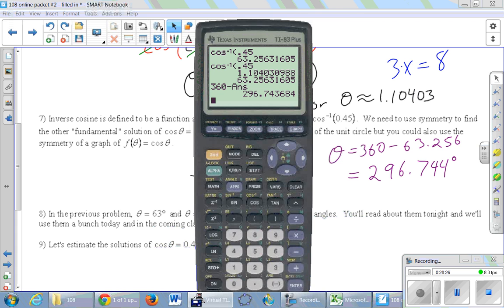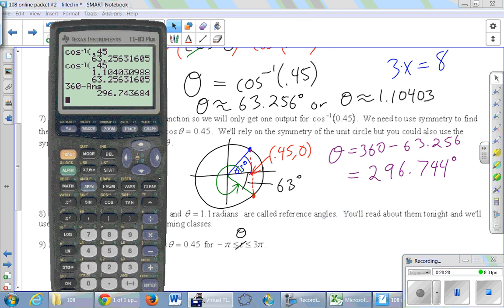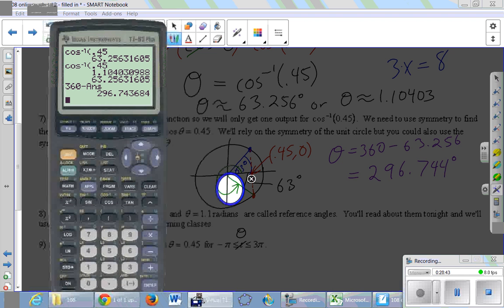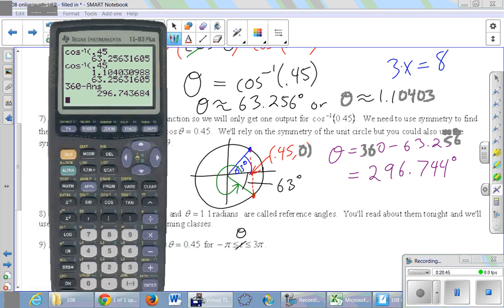And if we wanted the radian version, we had the 1.1043, that was up here. But we want the radian version, so 1.1043 apparently is this angle here in radian version. So we're going to do not 360 minus, but 2 pi minus. So that's how we'll get the other answer. 2 pi minus this 1.1043.